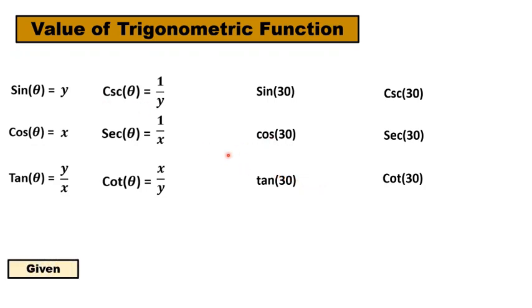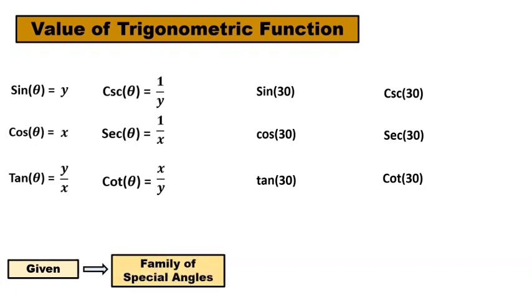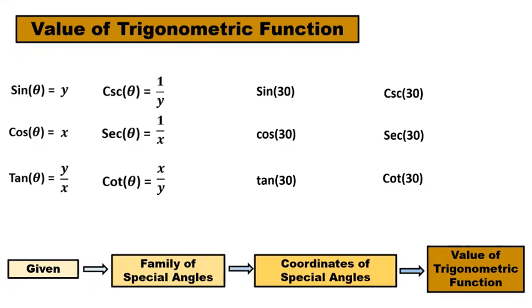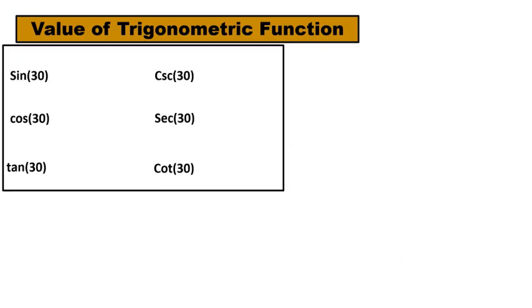Okay. So, we have the given. Review lang. So, once we have the given, ang given natin ay sine 30. After that, we just have to identify kung anong family. Then, after identifying the family, we have to know the coordinates. And then, the last part is, of course, to identify the value of trigonometric function. So, here we have sine 30. Okay. So, sine 30. Of course, we have to know the coordinates of 30.